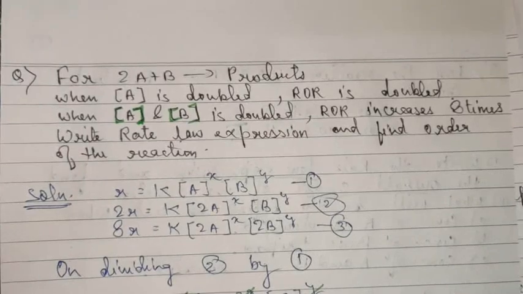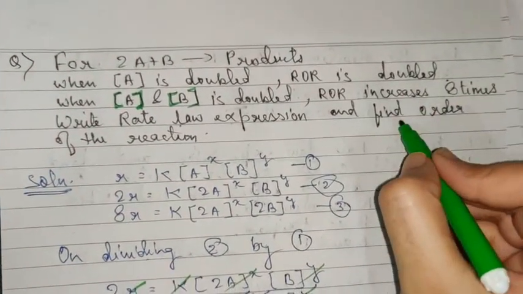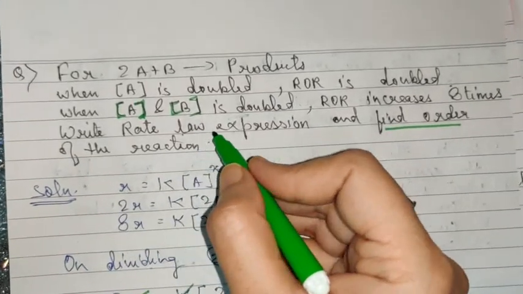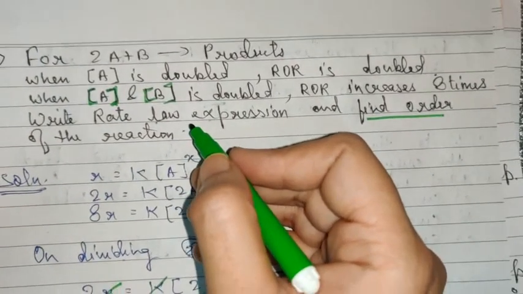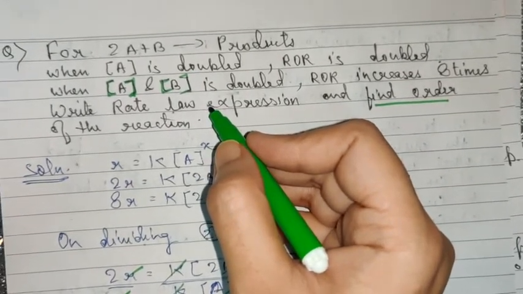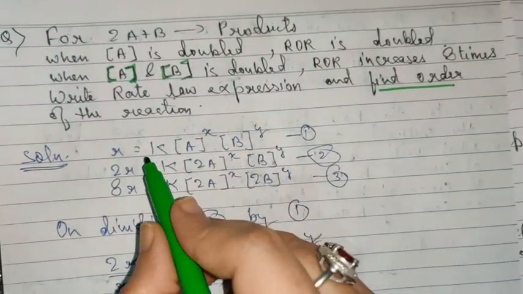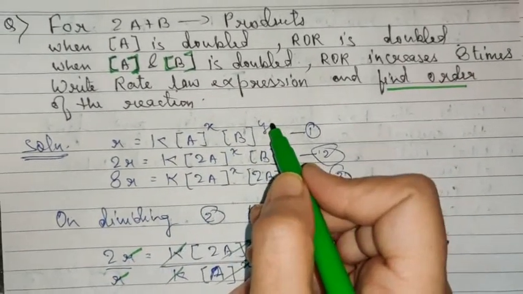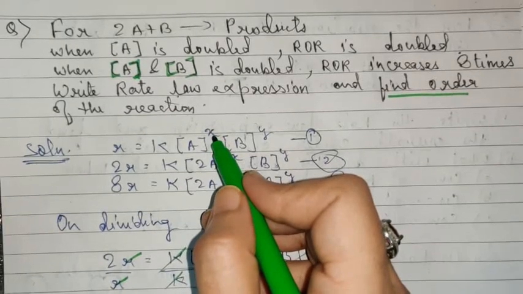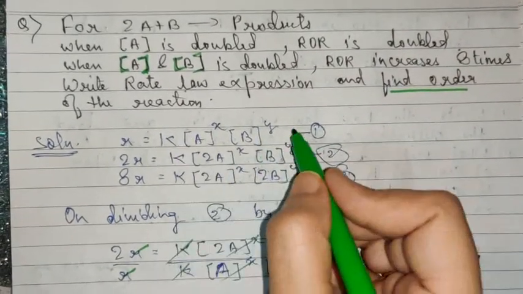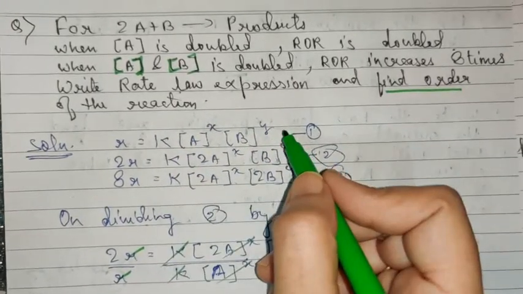Okay, so the first thing we need to do is to find out the order of the reaction. Then only you will be able to write down the rate law expression exactly. But since we have no idea about the order of the reaction, we will simply write the rate of reaction in terms of x and y, because we don't know what is the order with respect to A, we don't know what is the order with respect to B. So I've written the rate law expression like this only.